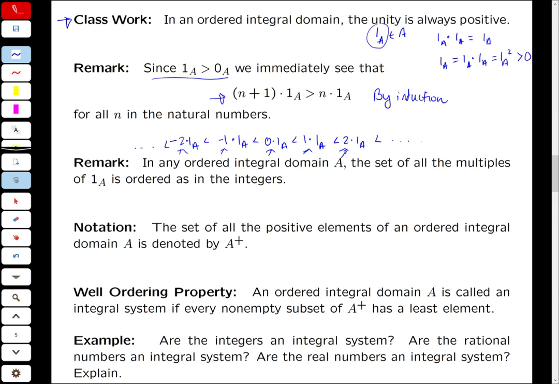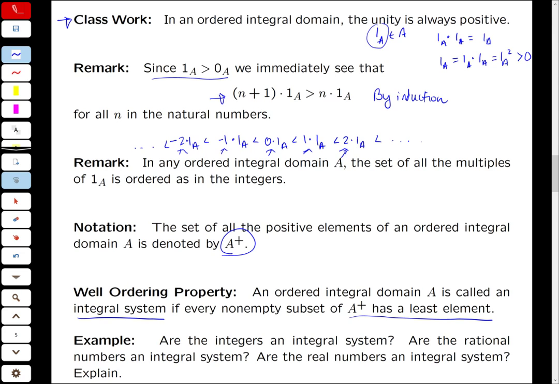In any ordered integral domain A, the set of all the multiples, we read that one. Notation: the set of all the positive elements of an ordered integral domain A is denoted by A plus. And this is going to be important in the arguments that we're going to make following. An ordered integral domain A is called an integral system if every non-empty subset of A plus has a least element. That's also the well-ordering property.